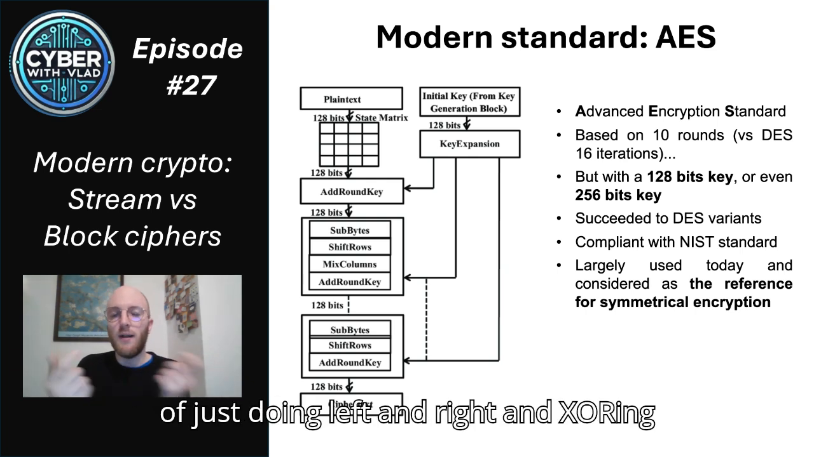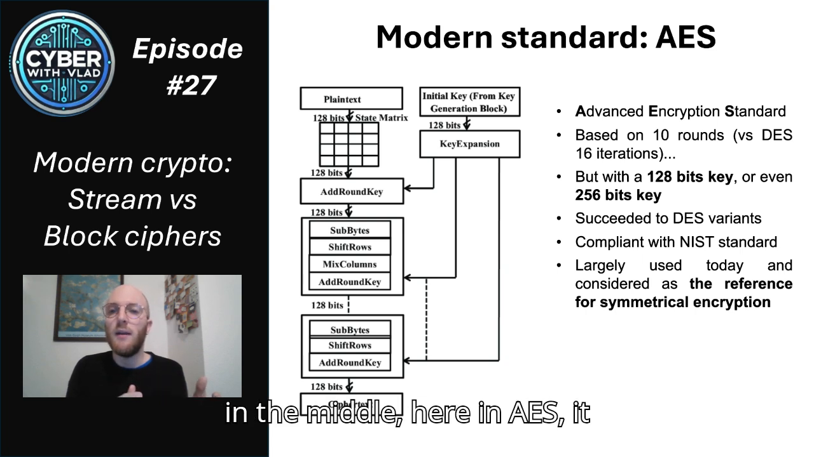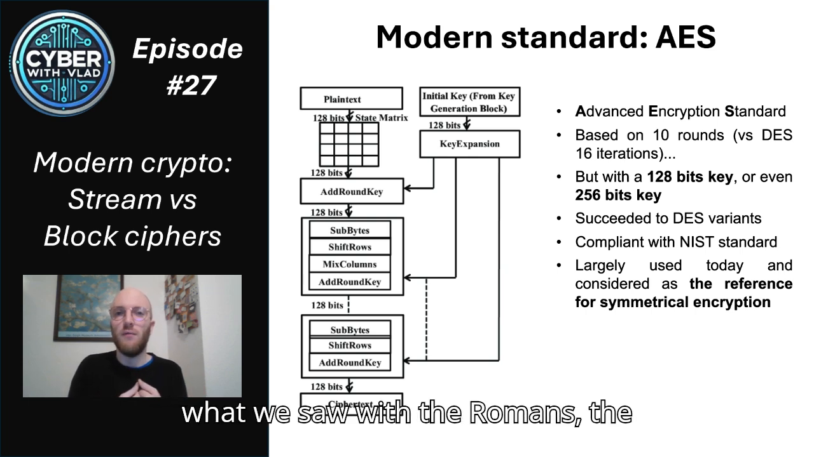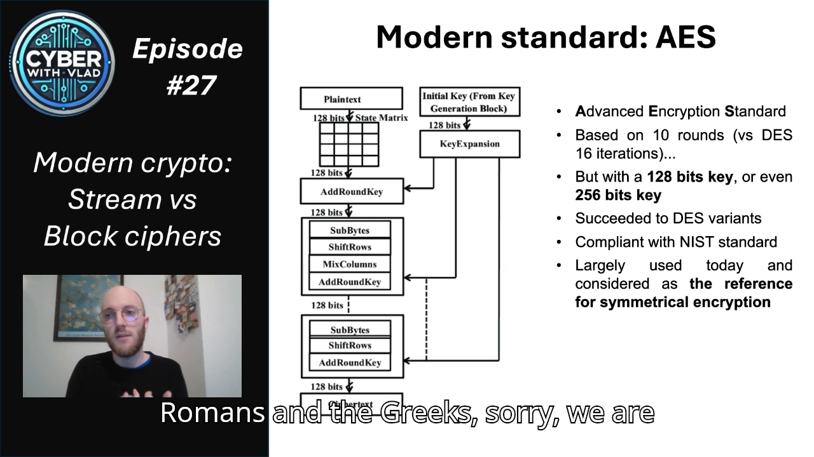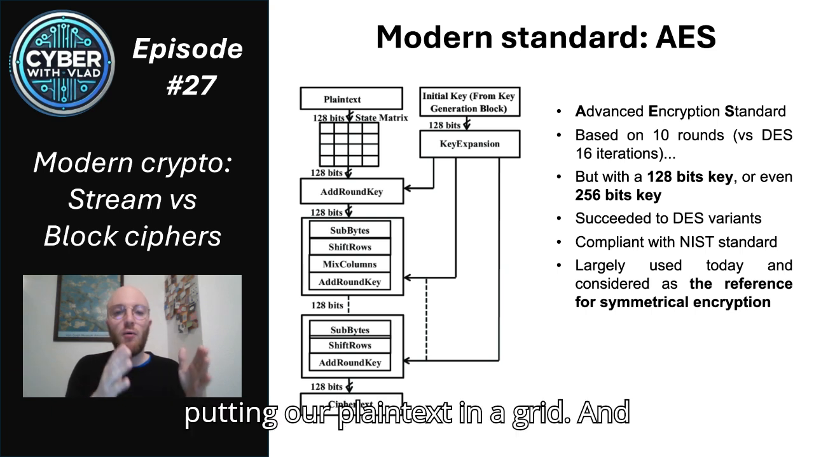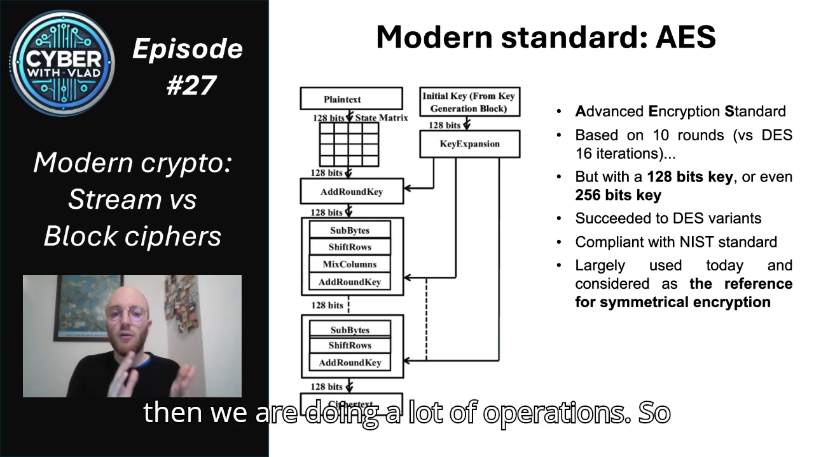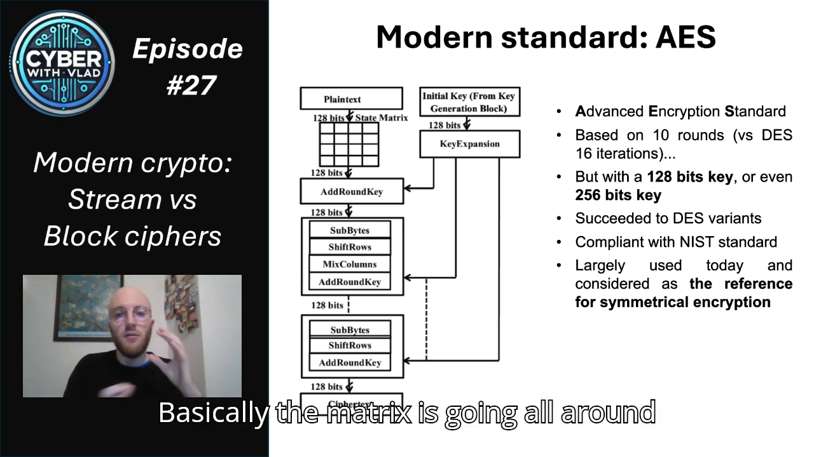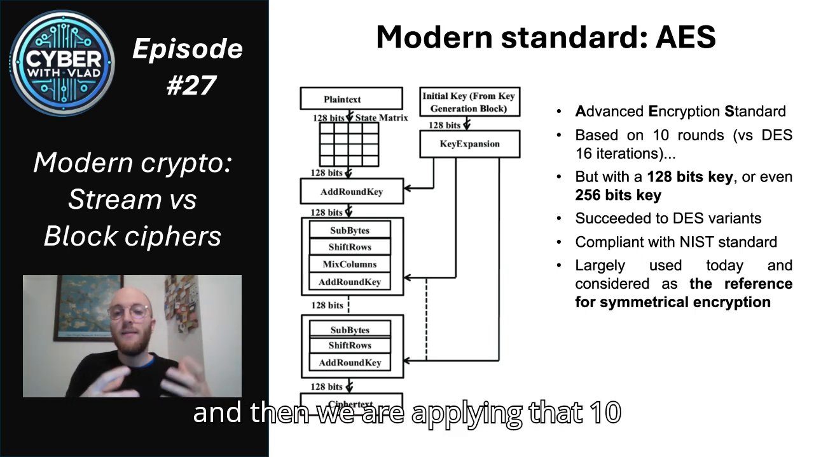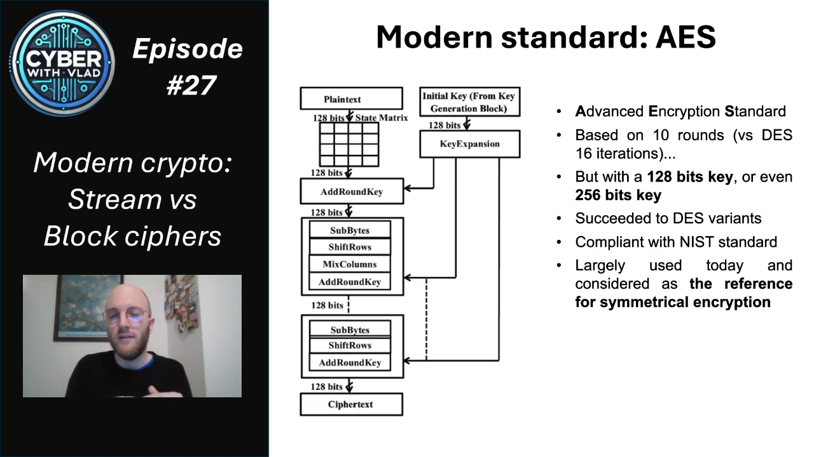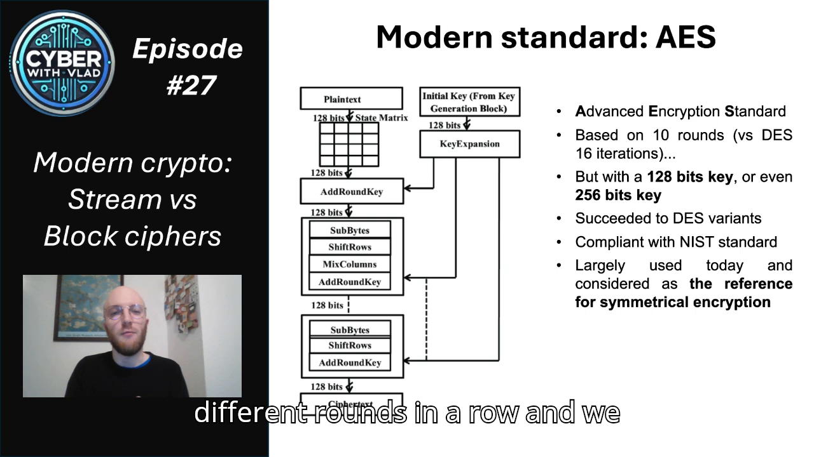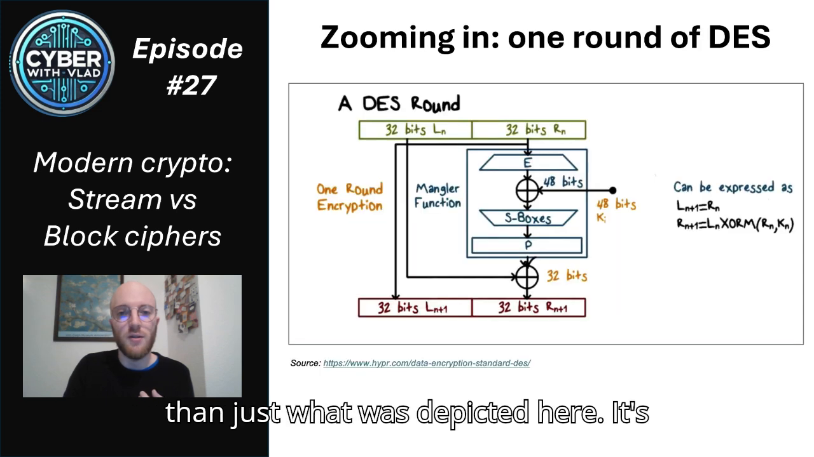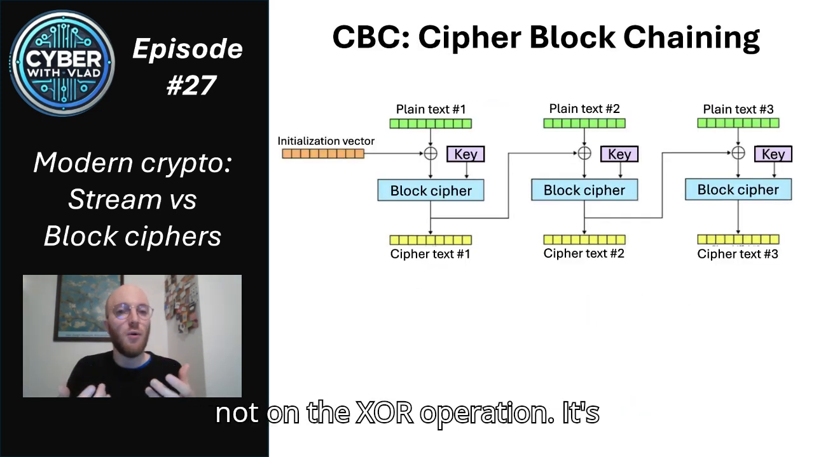But instead of just doing left and right and XORing in the middle, here in AES, it really relies on matrices. So just like what we saw with the Romans and the Greeks, we are putting our plain text in a grid, and then we are doing a lot of operations. So we are shifting rows, mixing columns. Basically, the matrix is going all around, and then we are applying that 10 different rounds in a row, and we get our ciphertext. So I'm just showing you that it's sometimes much more complex than just what was depicted here. It's not only XOR operation.